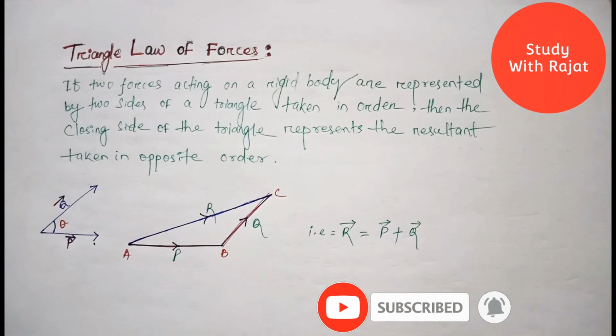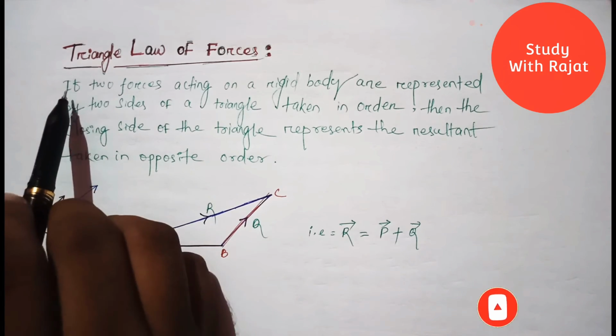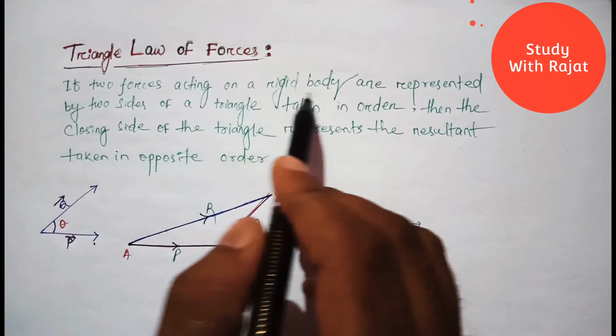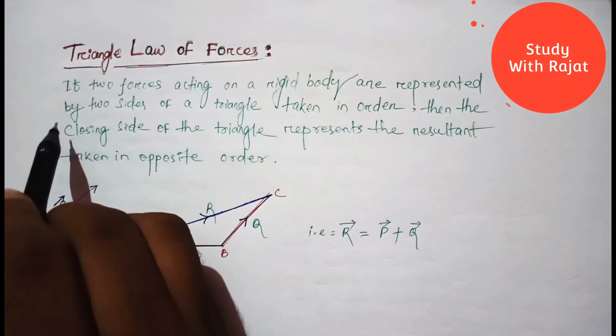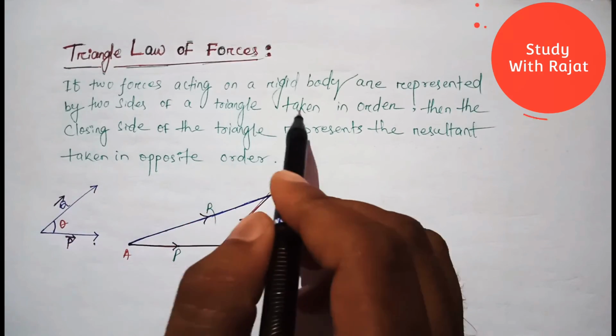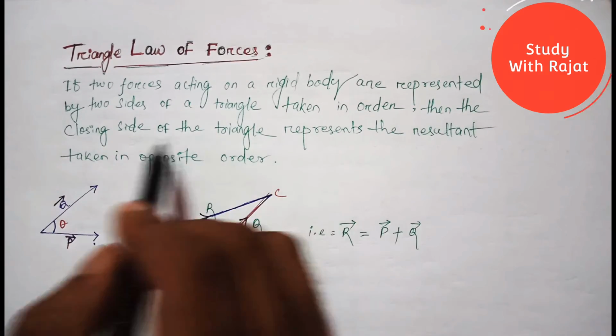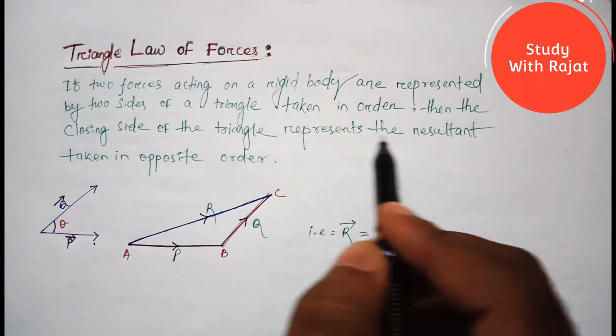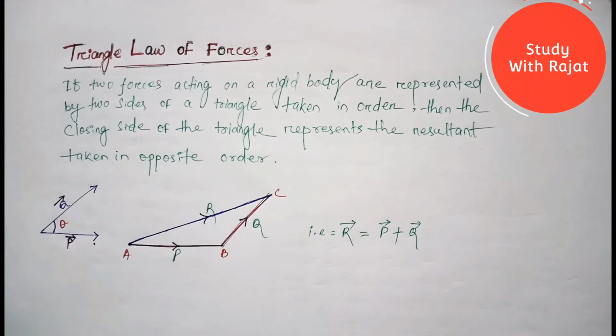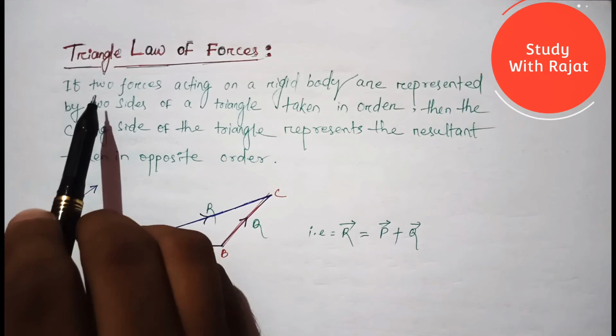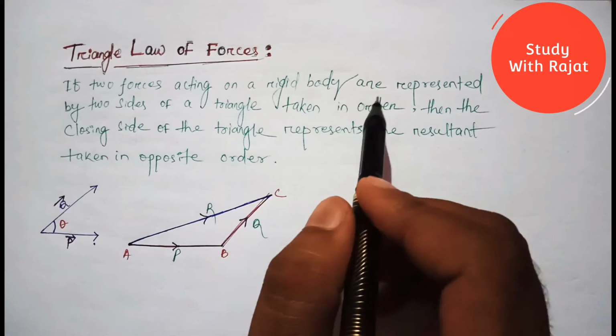So what is the triangle's law of force? If two forces acting on a rigid body are represented by two sides of a triangle taken in order, then the closing side of the triangle represents the resultant taken in the opposite order. So here the two forces are acting on a rigid body.